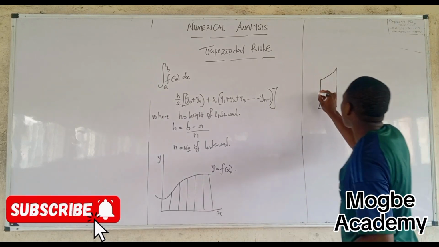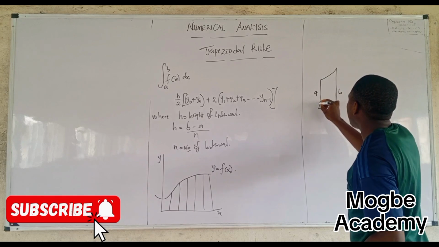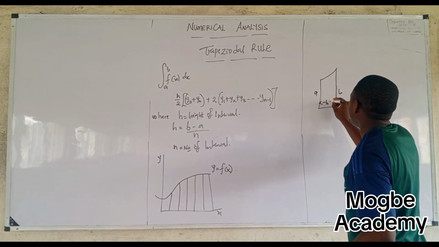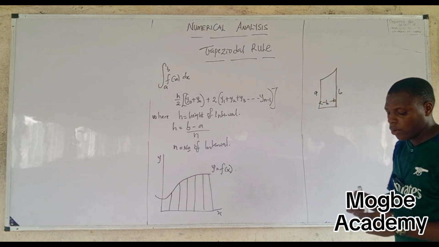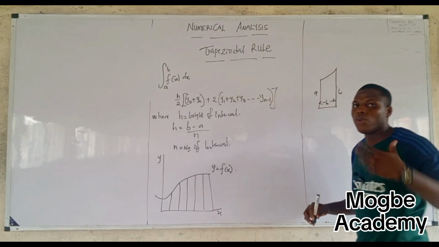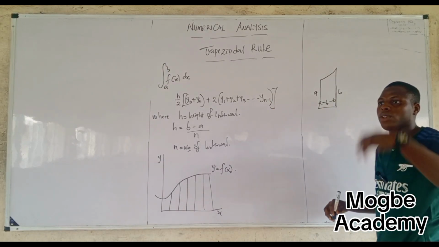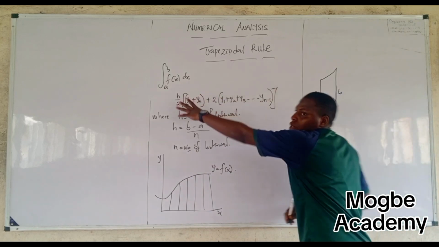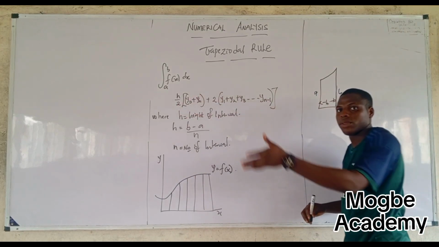Are we together? So let's call this A and let's call this B. And your width, let's say your width is H. Remember, we are not proving the formula for the trapezoidal rule, but we want to get the concept of how we came about the equation for your trapezoidal rule.